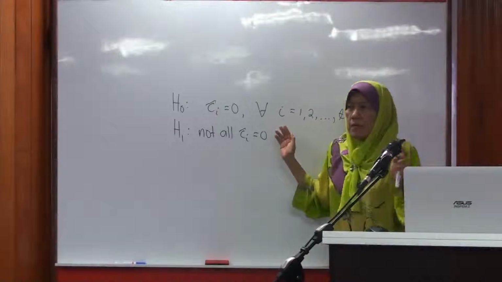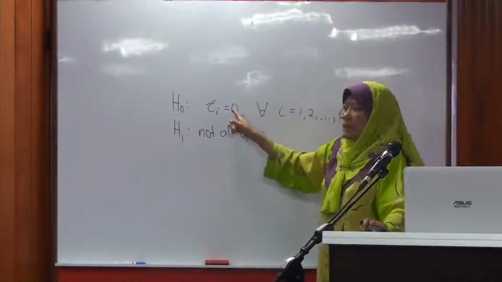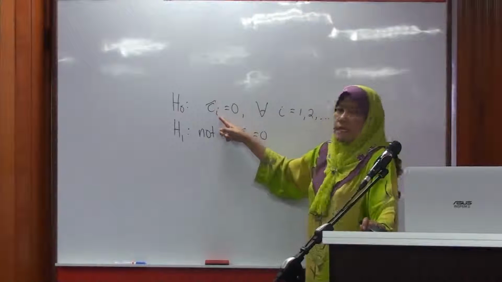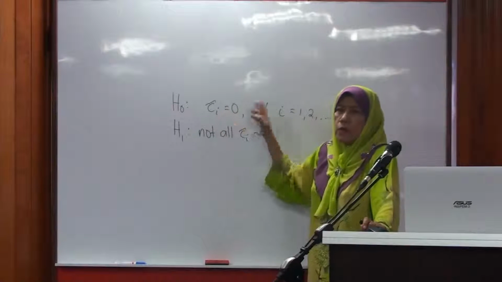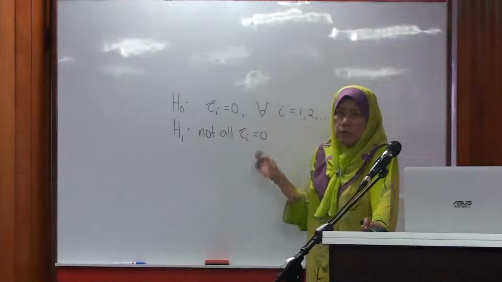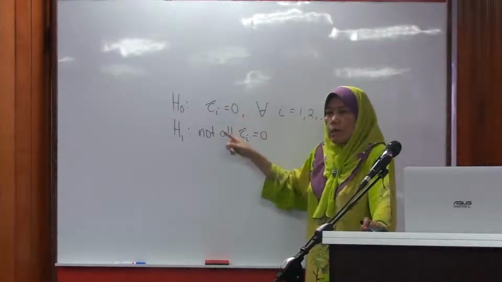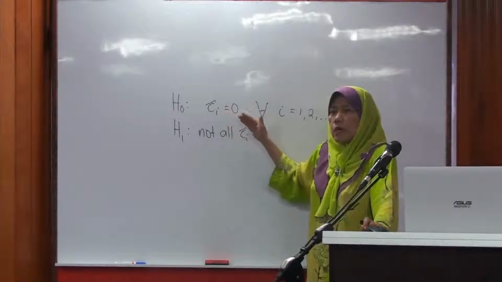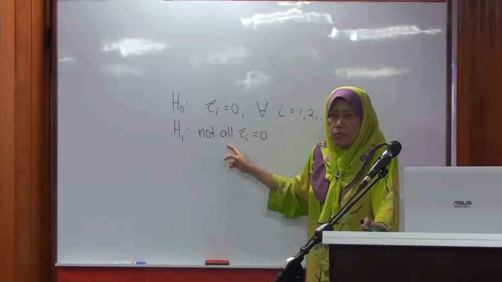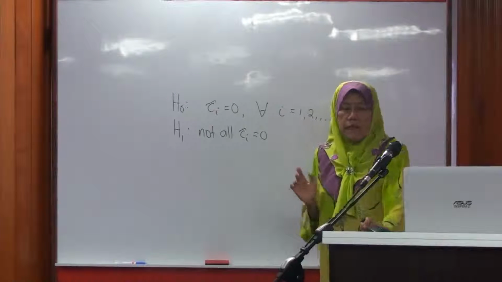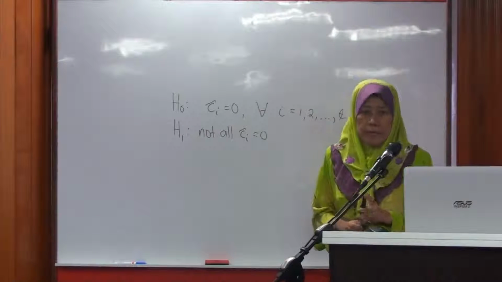So for the fixed effect model, the hypothesis should be stated in this fashion, where you base it on the tau, or you can make use of the mu. If you use mu, that means H0: mu1 equals mu2 equals ... equals mu t, and H1: not all mu's are equal. Okay? That is for the fixed effect model.